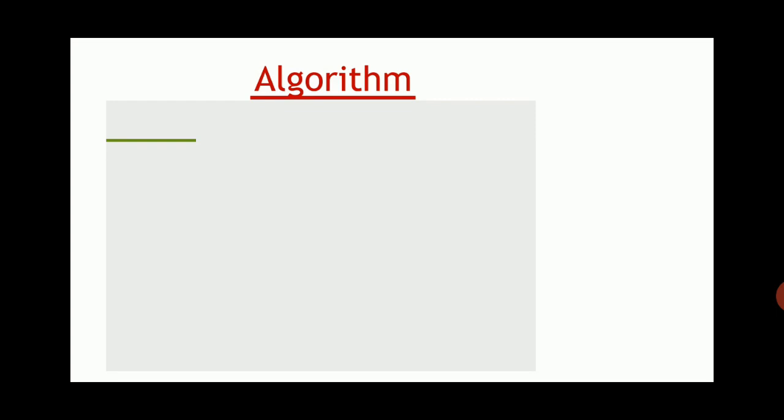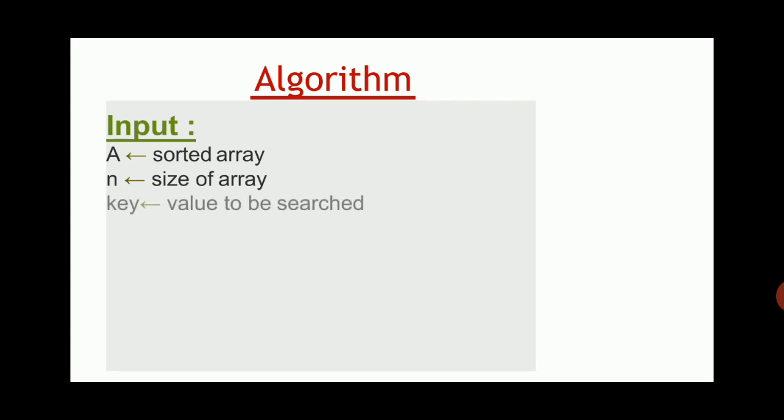For binary search, the first input is a sorted array, which has some size. We denote the size of the array as n, and the sorted array as capital A. The value we want to find is called the key. So in binary search, three inputs are there: one is the sorted array A, the array size n, and the key, which is the value to search.